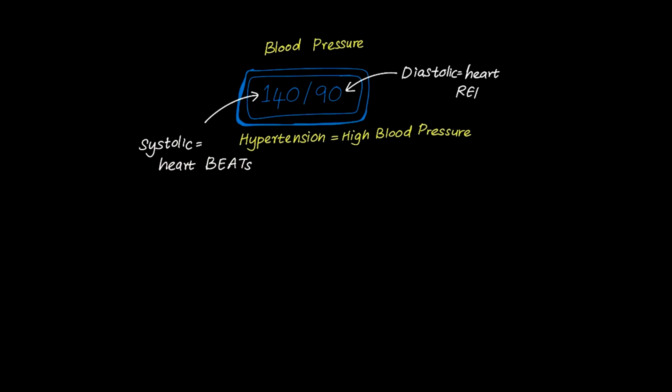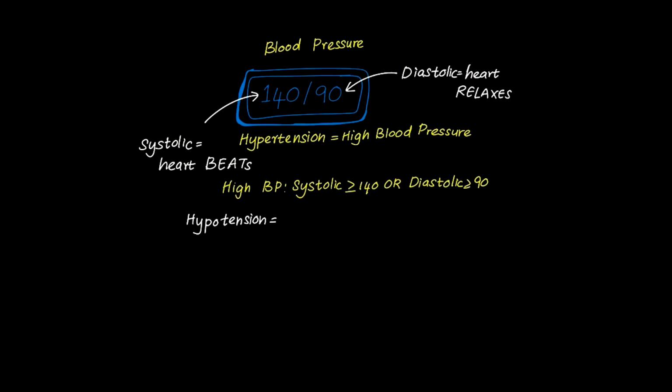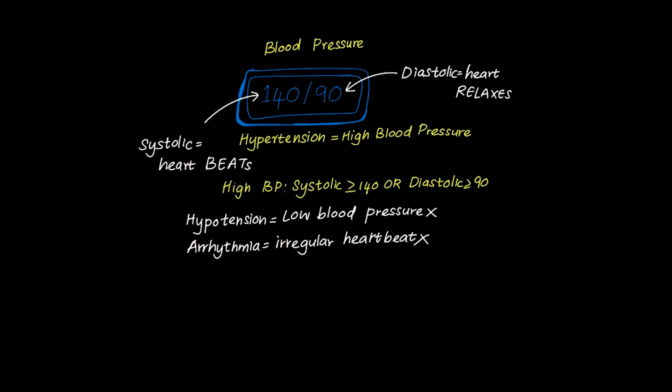High blood pressure is diagnosed when systolic hits 140 or higher, or diastolic hits 90 or higher. This patient has both. Hypertension means high pressure. Hypertension is the opposite, abnormally low blood pressure. Arrhythmia means irregular heartbeat. A rhythm problem, not a pressure problem. Tachycardia means fast heart rate. Again, about rhythm and rate, not pressure.